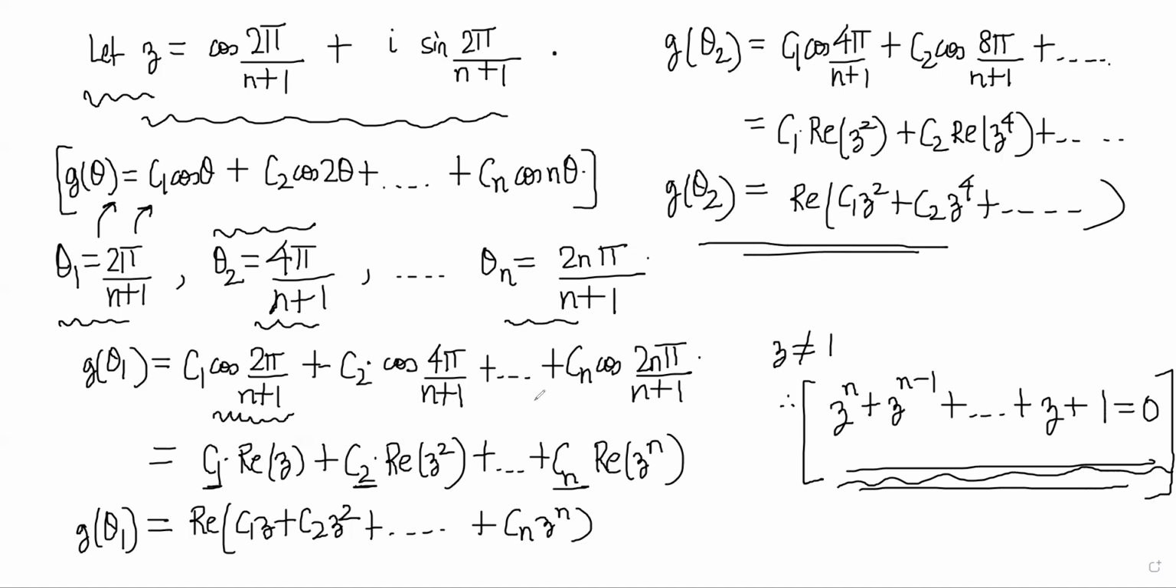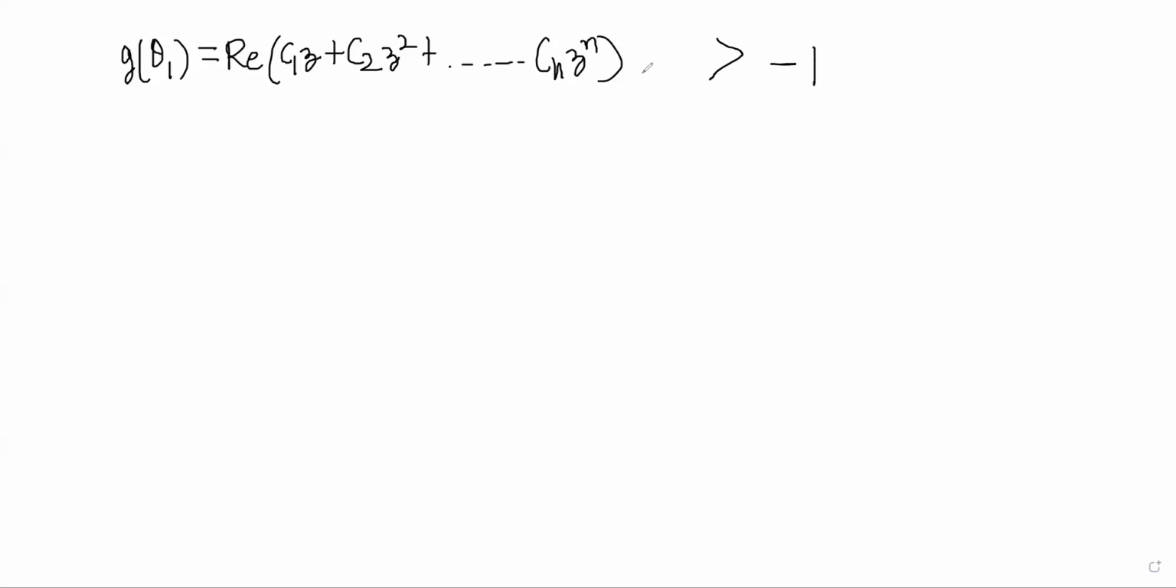Now, in the problem, they have said that g of theta is always greater than -1 for all positive theta, right? So what we know, I'll write on the next screen. So far, what we have figured out is g of theta 1 is equal to the real part of c1 z plus c2 z square and so on till cn z power n. And we know that it is greater than or equal to -1, that was given in the problem itself, right?